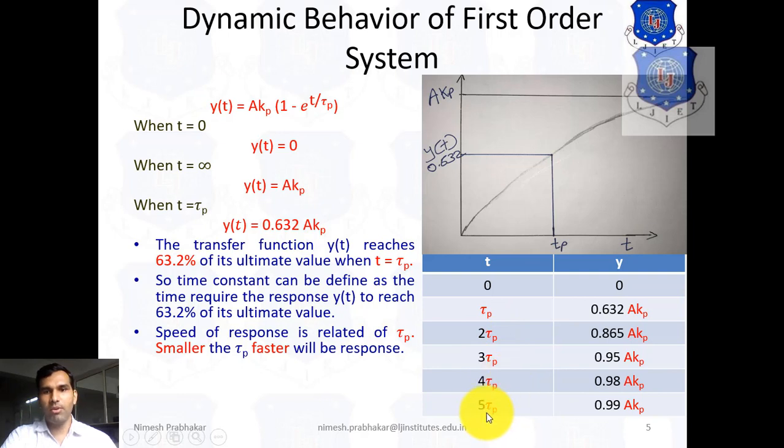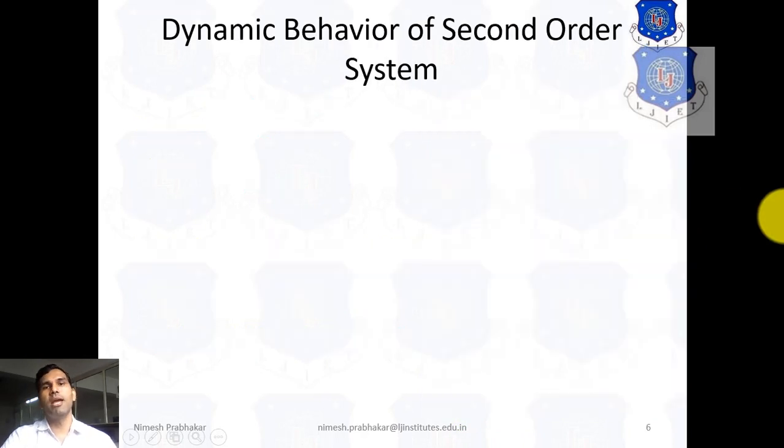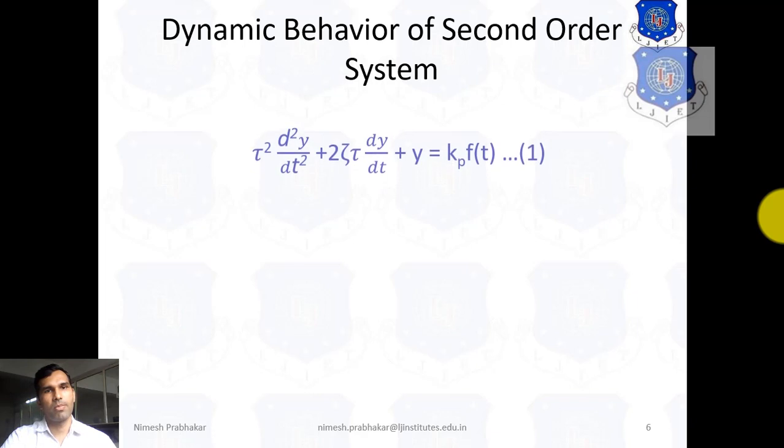When we put the value 5 tau p, at that time we reach almost 0.99. That means we reach the final value. So by using this table we can say that to reach the final or ultimate value of the response, we have to write here 5 tau p. Okay. Now we see the dynamic behavior of the second order system.